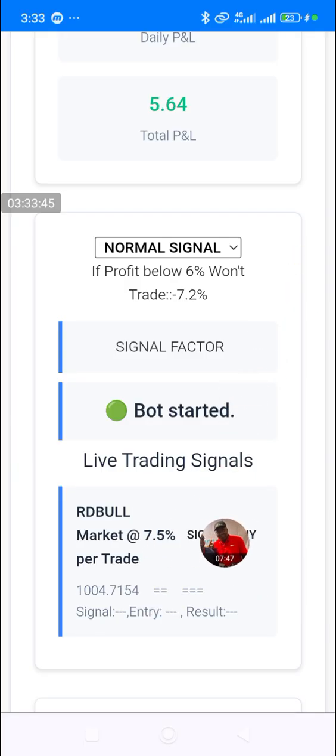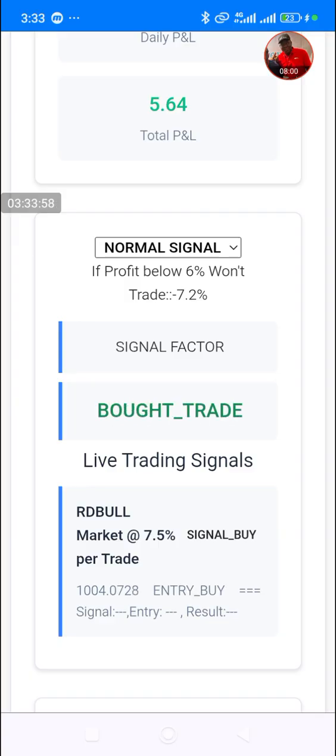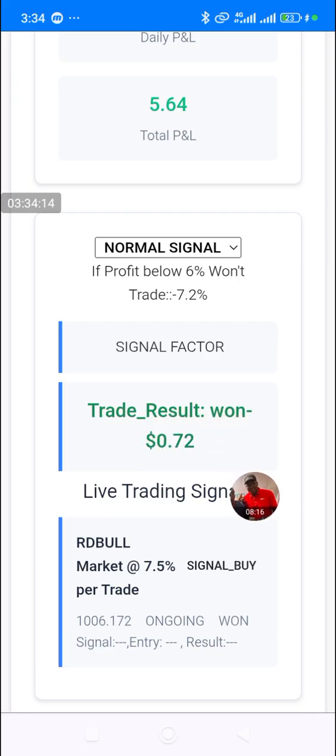Okay, you can see here we have an upcoming signal. Very soon this should take a trade. We should have our first trade. So we're going to wait for it. Okay, you can see it says entry, and immediately it has bought the trade. Since it has bought the trade, now we're going to be waiting for the results. The trade has been bought, and you can see we've already won the trade.